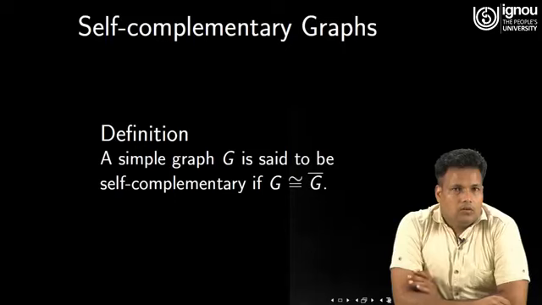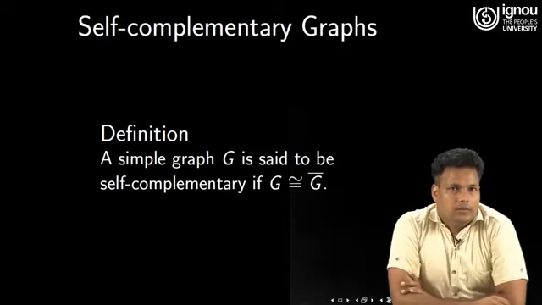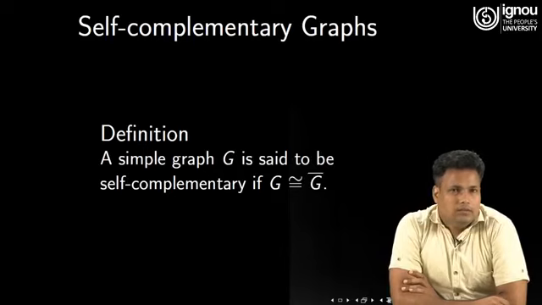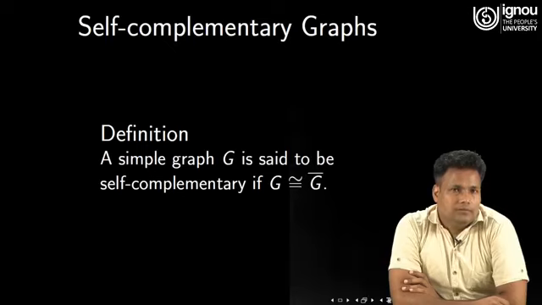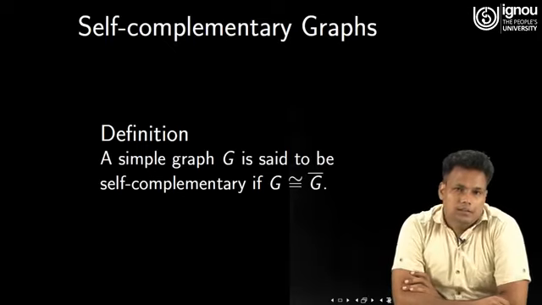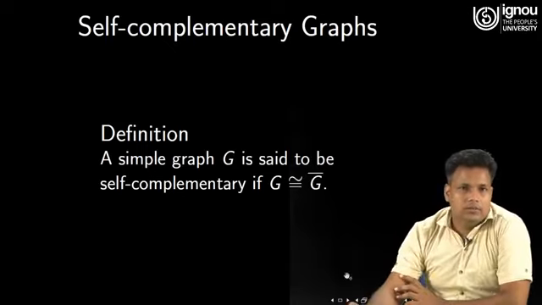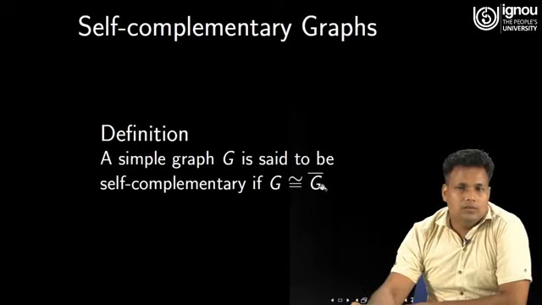Okay, now we come to the concept of self-complementary graphs. It is quite possible that a graph may be isomorphic to its complement, and a self-complementary graph is nothing but such a graph. Formally, a simple graph G is said to be self-complementary if G is isomorphic to G bar.